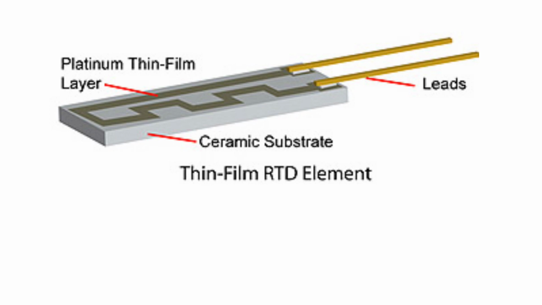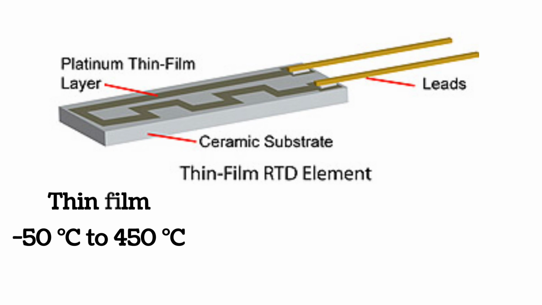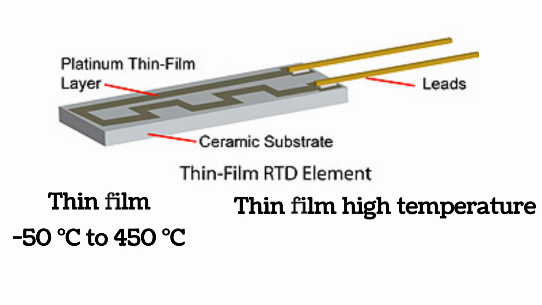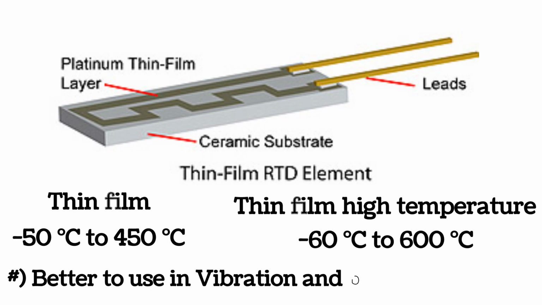A thin film RTD is constructed by depositing a thin layer of platinum metal on a ceramic substrate, and two wires are taken from opposite ends. Again, it has two types. The first one is thin film, used for temperatures from -50 degrees centigrade to 400 degrees centigrade. And the second one is thin film high temperature, used for temperature ranges from -60 degrees centigrade to 600 degrees centigrade. Mostly thin film type is preferred in vibration and physical shock areas.